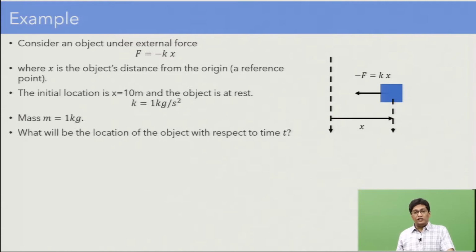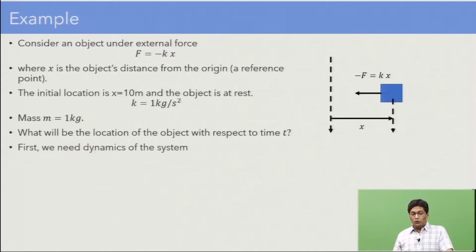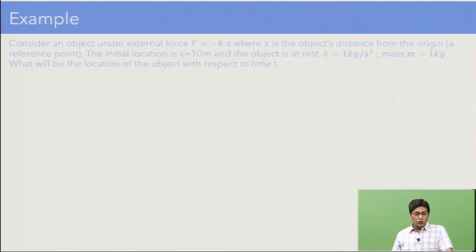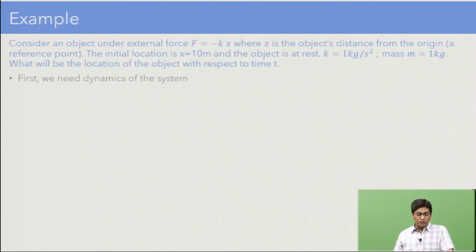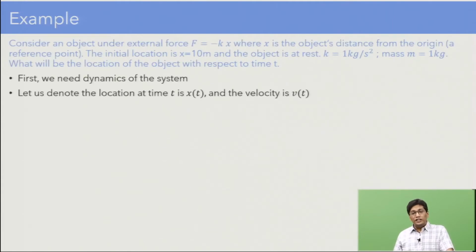This is an actual physical system where there is some force, or there may be many forces, and we want to understand how this object will move with time. So, what we need first is to understand the dynamics of the system, how the system behaves. This is a simple system. Here you can denote the location of the object by x(t) and the velocity by v(t). So, both are a function of time.